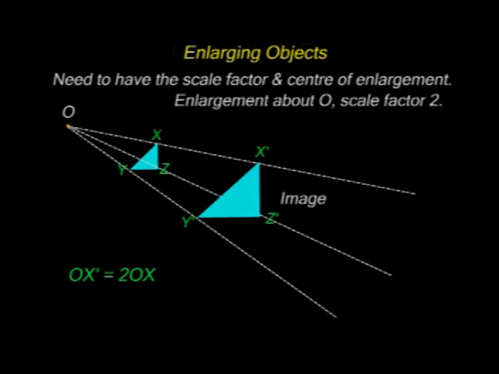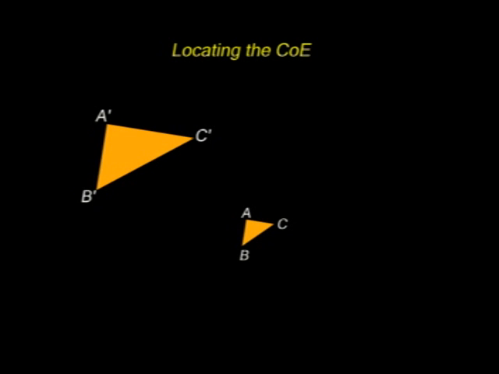The next thing is locating the center of enlargement and finding the scale factor. Now suppose you are given two similar figures, one larger than the other. You can find the center of enlargement, and once you get it, you can calculate the scale factor. Now we have two triangles on your screen. These two triangles are similar. Triangle ABC has been enlarged to A prime, B prime, C prime about a center of enlargement which is unknown to us. Now to locate the center of enlargement, we simply do the following.